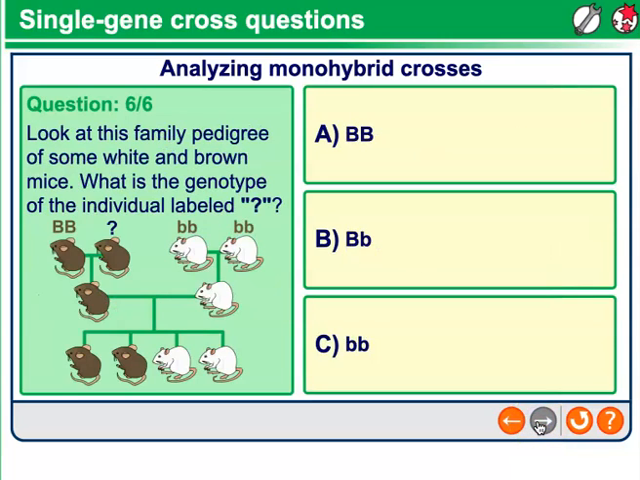Number 6. Look at this family pedigree of some white and brown mice. What is the genotype of the individual labeled with the question mark? That individual must be heterozygous with a dominant allele and a recessive allele.